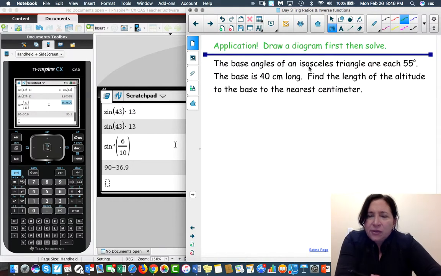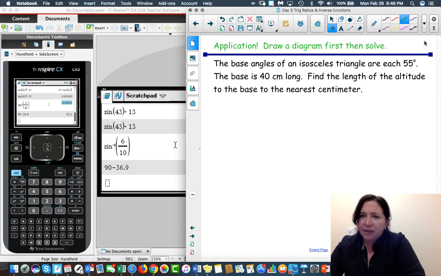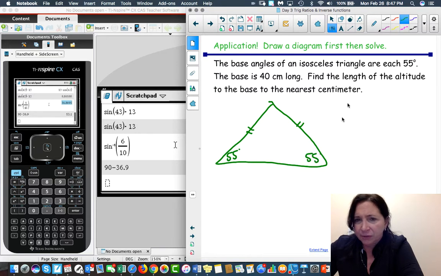Okay. So what we're going to do now is look at these application problems. It says the base angles of an isosceles triangle are 55 degrees. We just talked about this, we just did this problem. So that's 55 degrees. The base is 40 centimeters long.